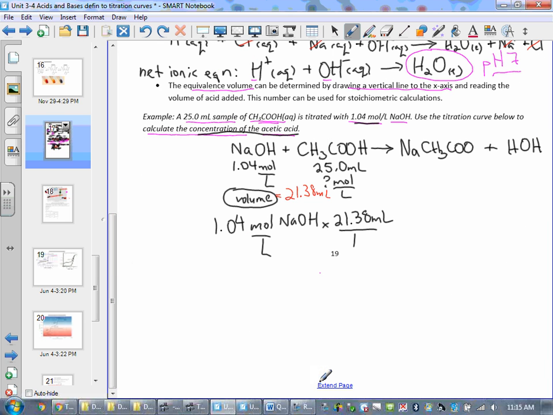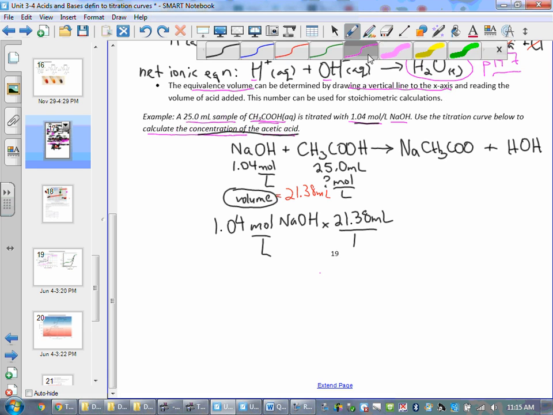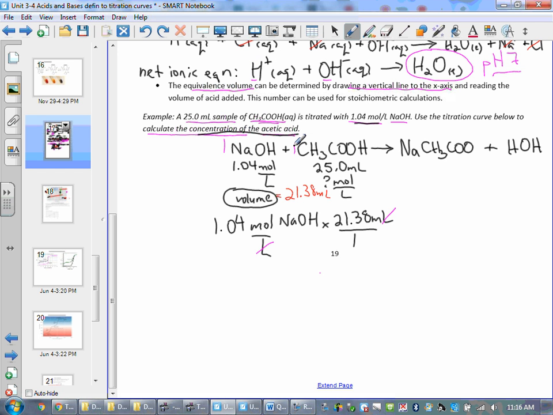Alright, so Sam took us through our first step to find moles of known. Michaela, what's our next step? Moles of unknown. What's our stoich ratio? 1 to 1. So for every 1 mole of acetic acid, we react 1 mole of sodium hydroxide.